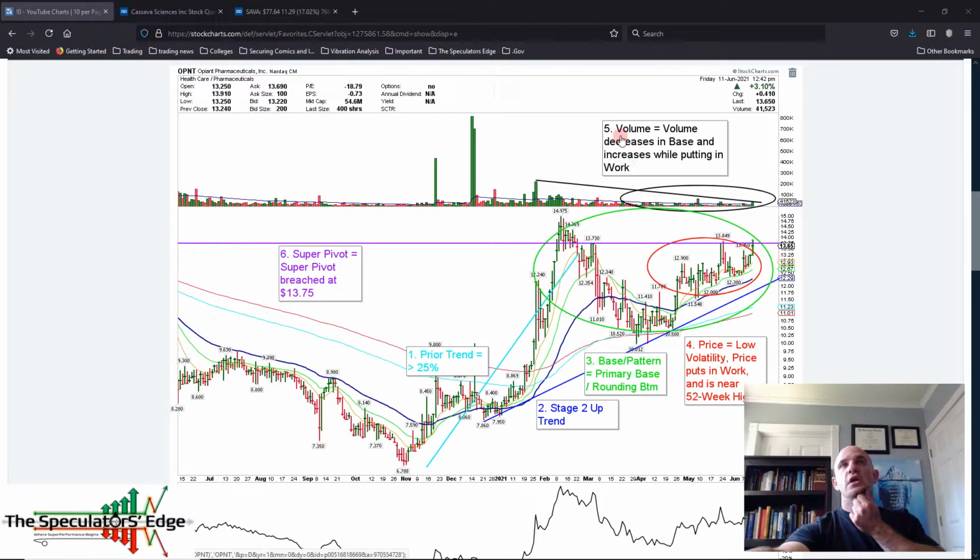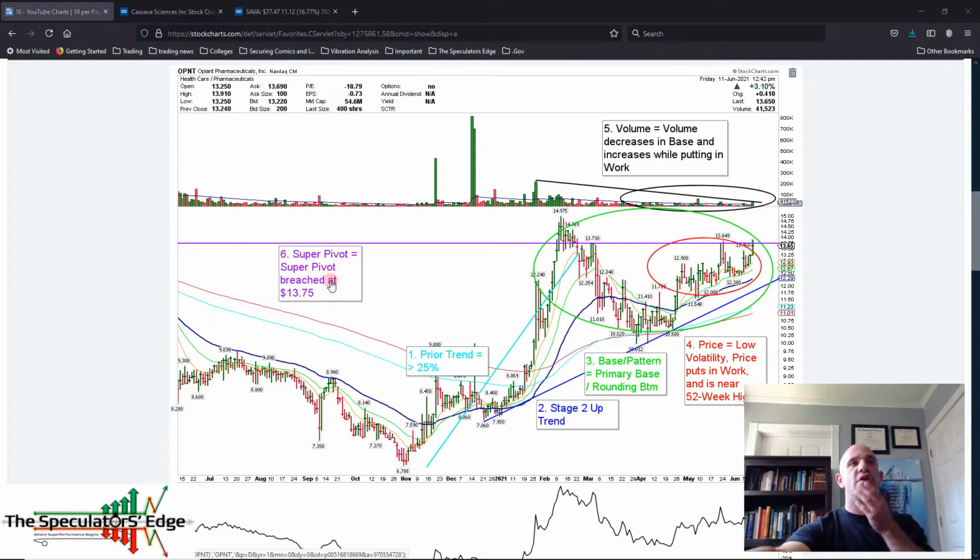Okay, so next thing is volume. Do we have a decrease in volume? Yes, we do, within this base, within this pattern. And not only that, the volume does increase while this stock is putting in work, and we are having a decent accumulation day, or buying day, demand day with this stock.